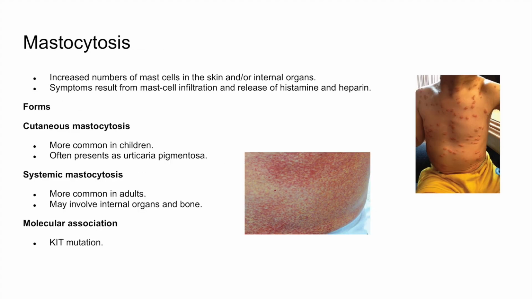All right, so mastocytosis is a group of disorders characterized by an abnormal accumulation of mast cells in the skin, internal organs, or both. So symptoms result from both tissue infiltration and release of mediators such as histamine and tryptase. Cutaneous mastocytosis is more common in children and often appears as urticaria pigmentosa with multiple tan or reddish-brown lesions. Systemic mastocytosis is more common in adults and may involve the bone marrow, spleen, liver, gastrointestinal tract, and bone. The major molecular association is an activating KIT mutation, classically KIT D816V, which promotes mast cell survival and proliferation.